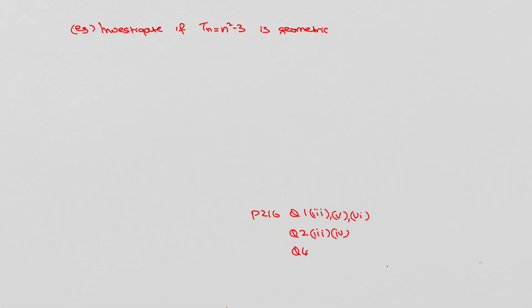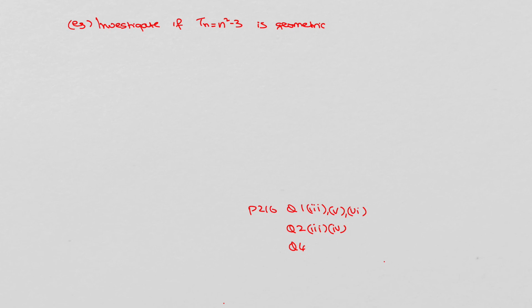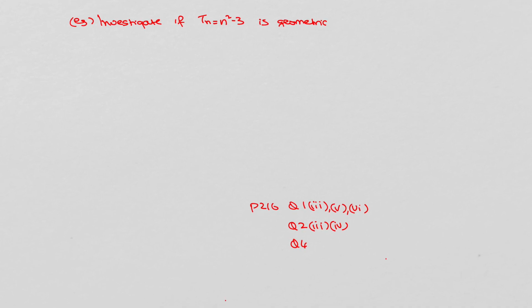Okay, so in the second example, we could be asked to investigate if a sequence is geometric or not. And investigate implies that it may or may not be geometric. So again, we start by getting t of n minus 1. Wherever there's an n, I'm replacing it with n minus 1. So n minus 1 squared is n squared minus 2n plus 1, minus 3. So that gives me n squared minus 2n minus 2.